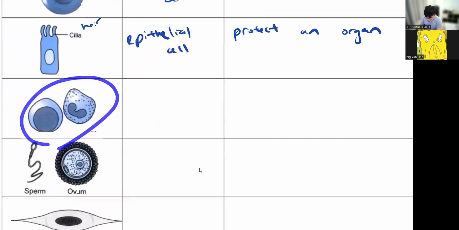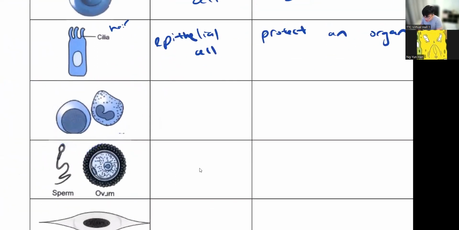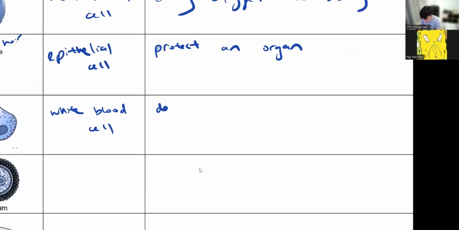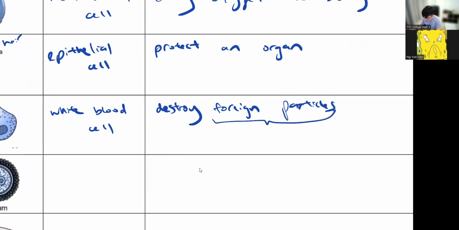So next, this one that looks like a normal cell. This is usually your white blood cell. Okay, they just look like the cell you draw. That's a white blood cell. So what does it do? You can say they destroy foreign particles. Okay, things coming from outside the body that your body doesn't know. Your body will treat it like an enemy and will try to kill it. So if you don't want to write foreign particles, you can say pathogens. Oh, this is even a better answer.